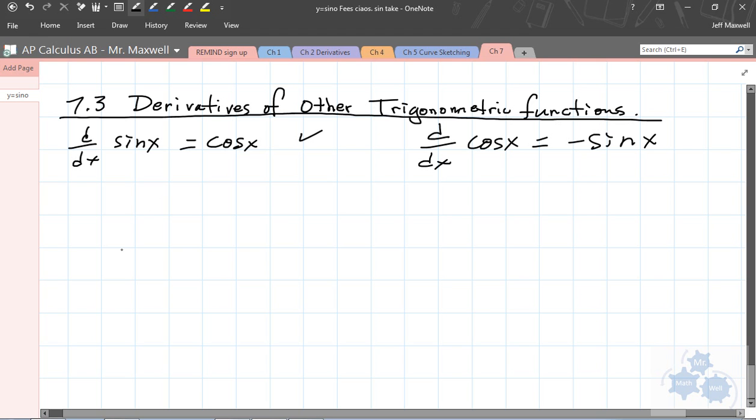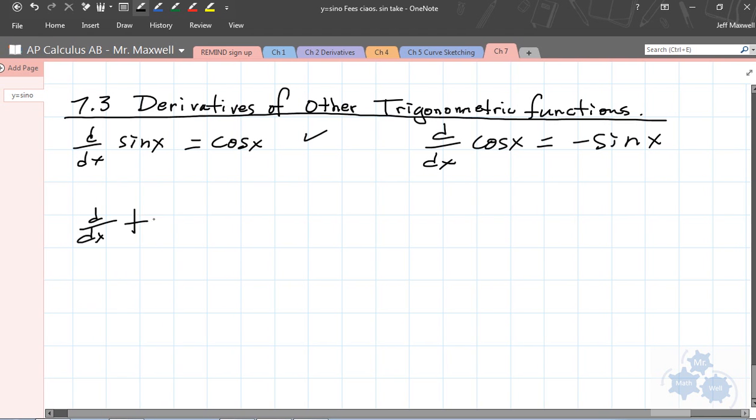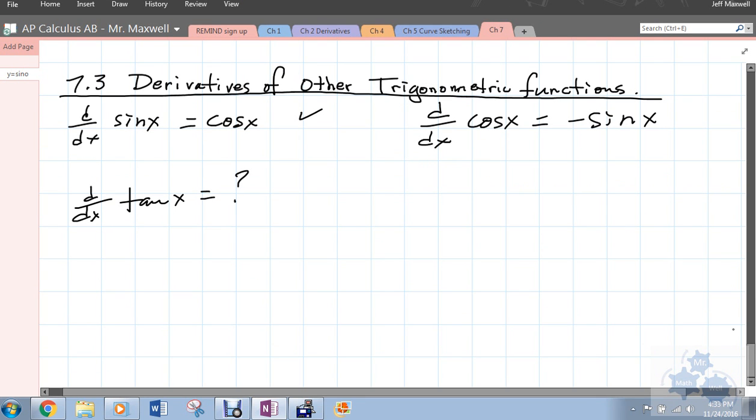Those ones we know. Now what about the derivative of tan of x? Well, we could figure it out actually mathematically. We know that there are some trig identities that relate tan with sine and cos. So we know that tan of x actually equals what? Who remembers? Sine x over cos x. If you said that, you are absolutely correct.